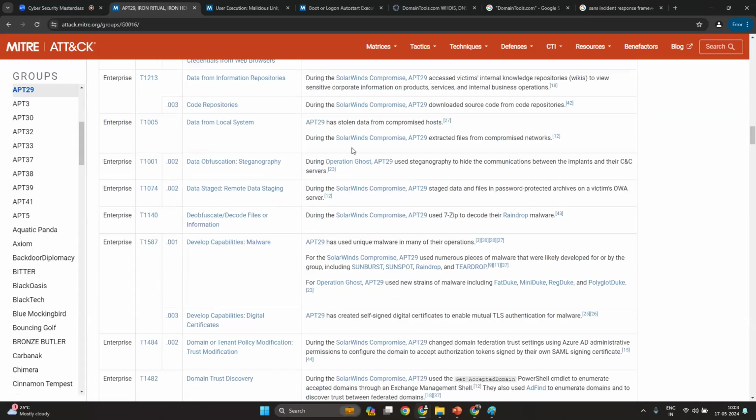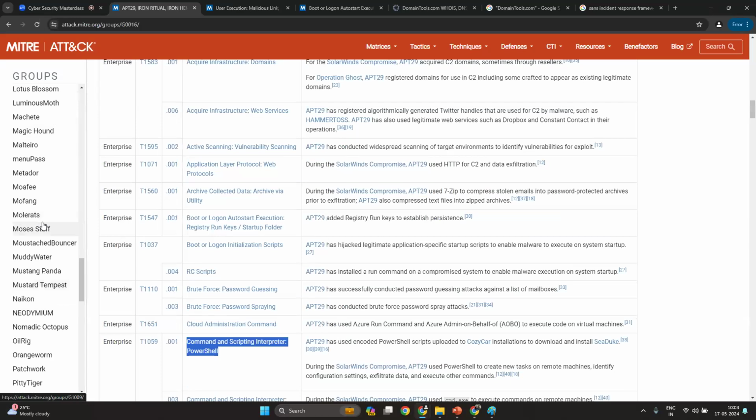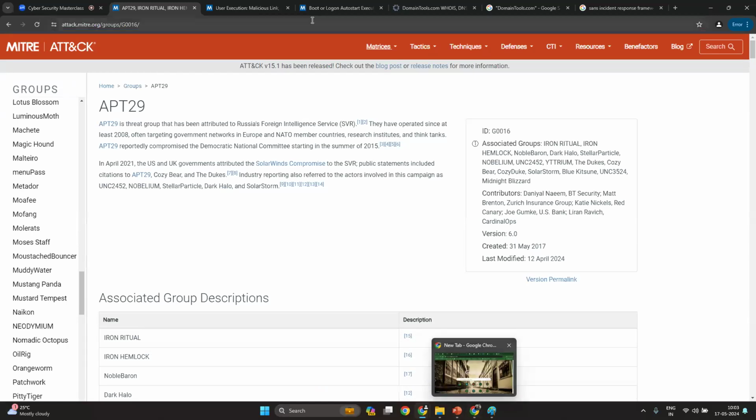So this is where MITRE in-depth helps you, because it is a knowledge base of all the groups. By groups, I mean APT groups. They're called advanced persistent threat actors. MITRE also has matrices. For different OSs, it's got different matrices of tactics and techniques, which your cyber kill chain would not be able to give you in-depth detail on.